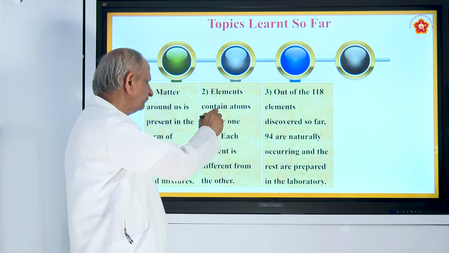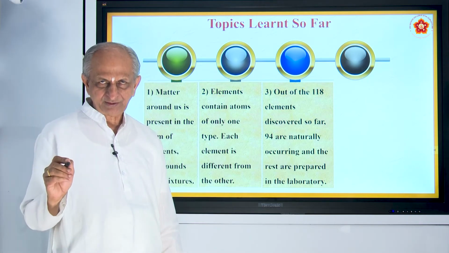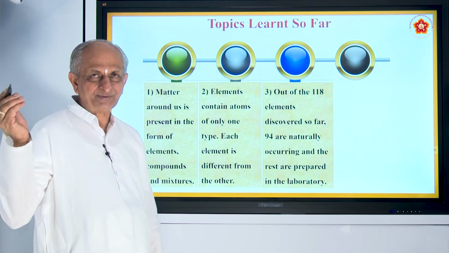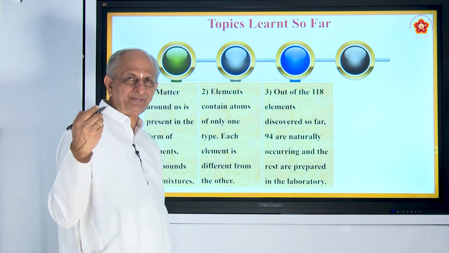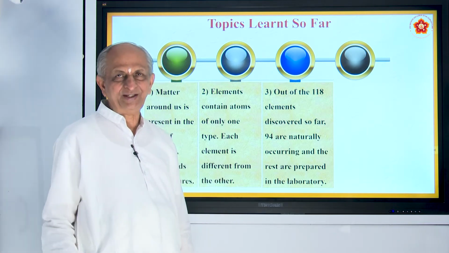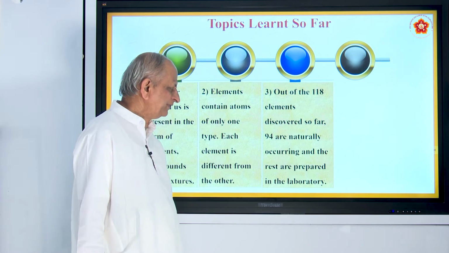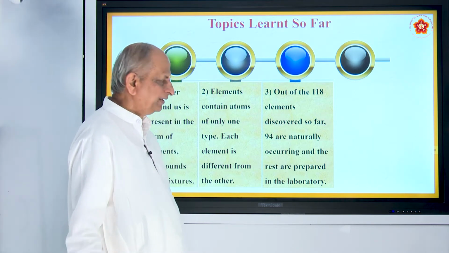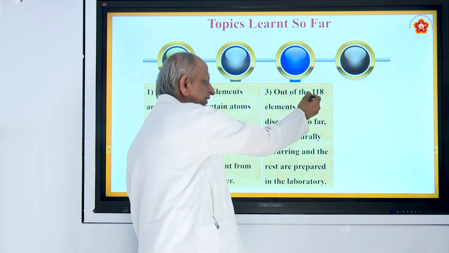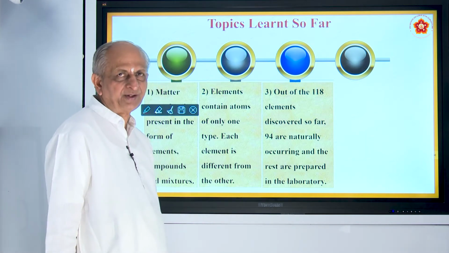Also you have seen what is meant by element: it contains atoms of only one type. If we say hydrogen, it has atoms of hydrogen of only one type, and it is different from atoms of oxygen, different from atoms of nitrogen. So each element is different from the other. Hydrogen is a combustible gas, whereas oxygen is a supporter of combustion. Why does it happen? Because it is made up of different atoms, and so far it is found that 118 elements have been found. 94 are naturally occurring and the rest are prepared in the laboratory.